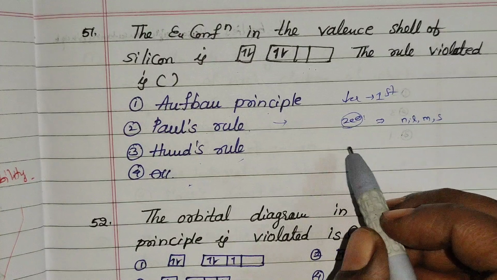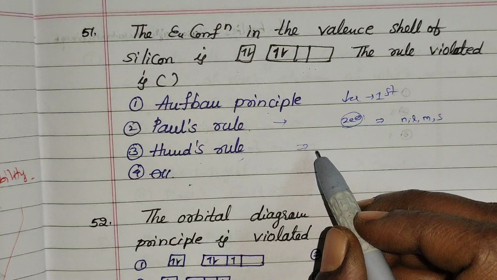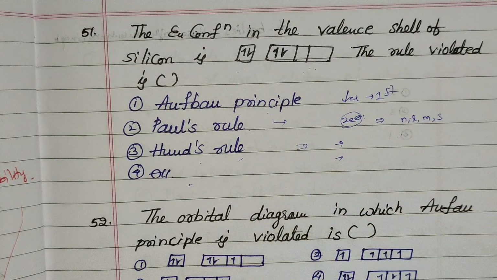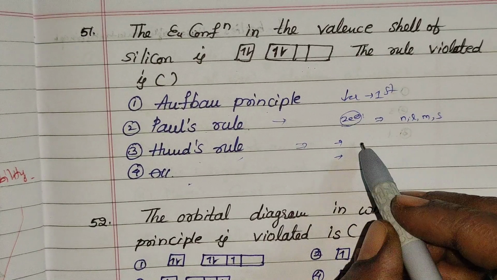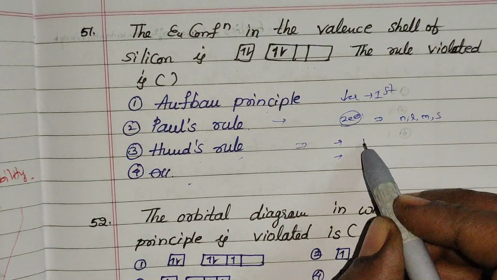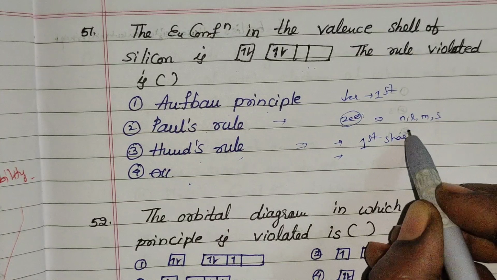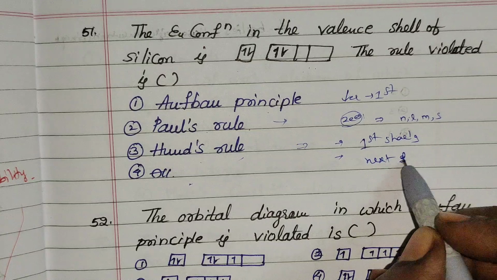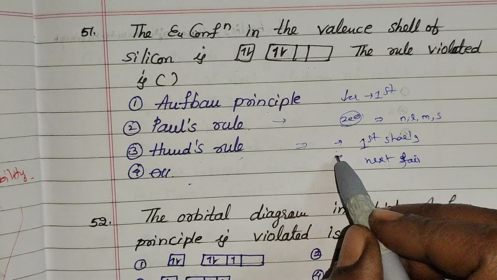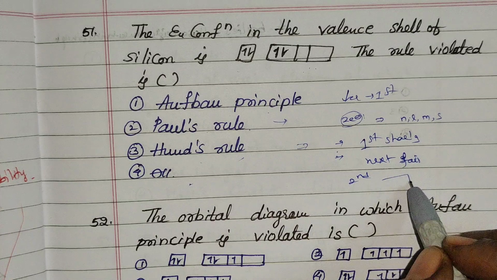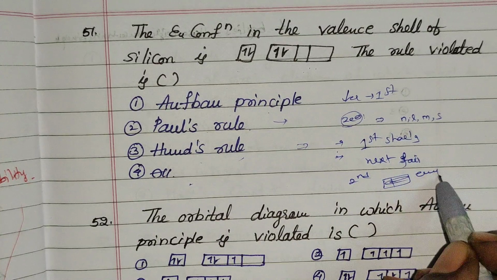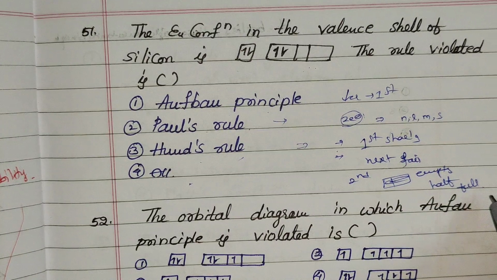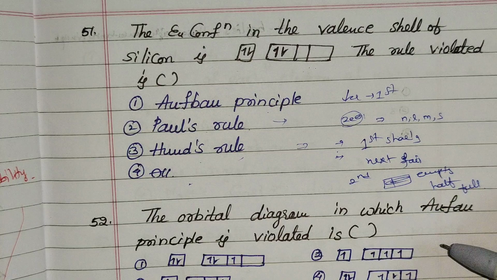After that, Hund's rule. In Hund's rule we have 2 steps, first step and second step. First step: first we have to share the electrons, first sharing, next pairing. Second step: either completely empty, half filled, or fully filled orbitals are highly stable. So these are the three rules.